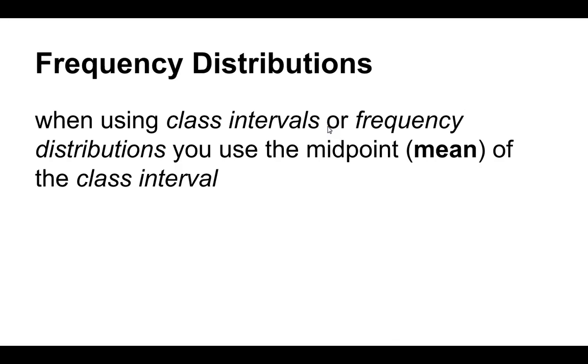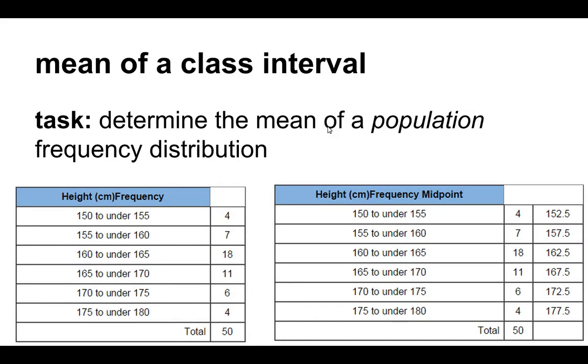Now, frequency distributions. My apologies, I just realized I used the wrong term on the previous set of slides. Those were frequencies. These are frequency distributions. When you're using class intervals with your frequency distributions, you end up having to use the midpoint of the class interval. And we always calculate the midpoint by using the mean formula. You've already done this with percentiles. That's exactly what you do in percentiles. So in this case, let's take a look at our data set.